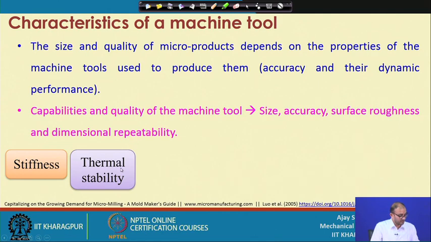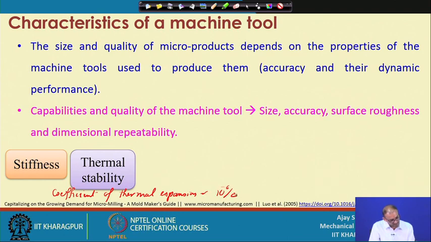Another thing is the thermal stability, because temperature has a very important role in micro machining especially. Even a small degree change here and there will create a problem, because we know one parameter that is called coefficient of thermal expansion. And it is mostly given in terms of 10⁻⁶ by degree centigrade in most of the metals.